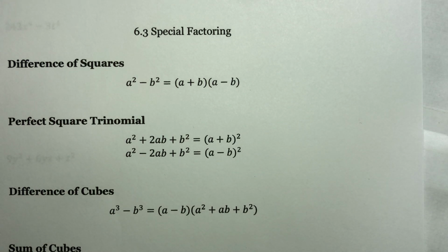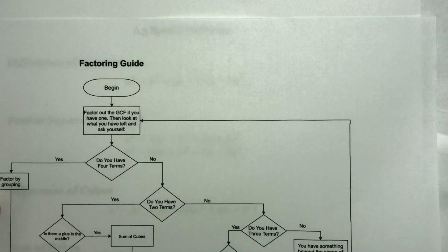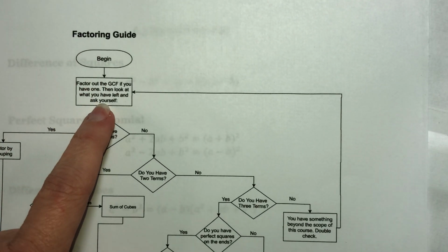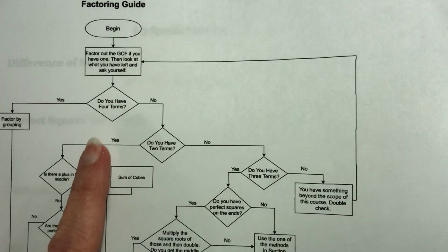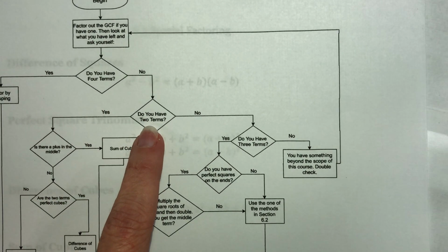This is section 6.3. This is special factoring. What we're going to do now is talk about some of our special cases. If you look at your factoring guide, the first thing we still do is factor out a GCF. That does not change. What we're going to be dealing with now is whether or not we have two terms.